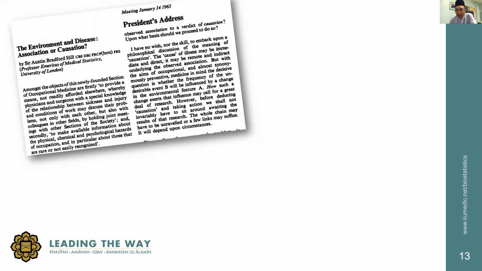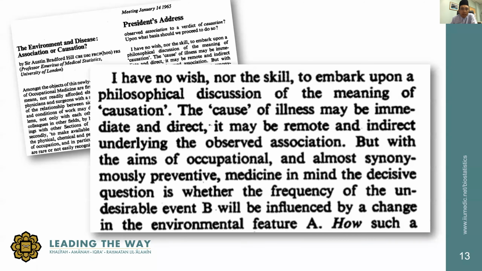You know about the Bradford Hill criteria. There are 9 guidelines for causation proposed by Sir Austin Bradford Hill, we call it the Hill criteria. Sir Austin Bradford Hill mentioned, and I like to quote this, in 1965: I have no wish nor the skill to embark upon a philosophical discussion of the meaning of causation. The cause of illness may be immediate and direct. Remember that. Penyebab yang rapat, and direct, A, B, there is no intermediate. It may also be remote, very far, very distant, and indirect. So it is not straightforward A causing B. It may go through certain other variables underlying the observed association.